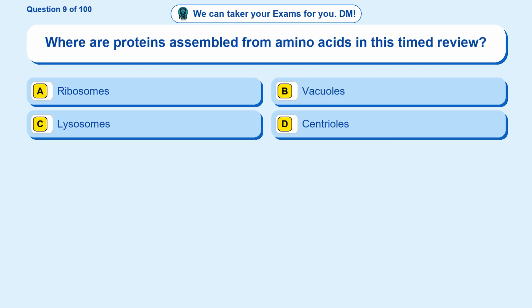Question 9. Where are proteins assembled from amino acids in this timed review? Option A, ribosomes. Option B, vacuoles. Option C, lysosomes. Option D, centrioles. The correct answer is option A. Ribosomes.